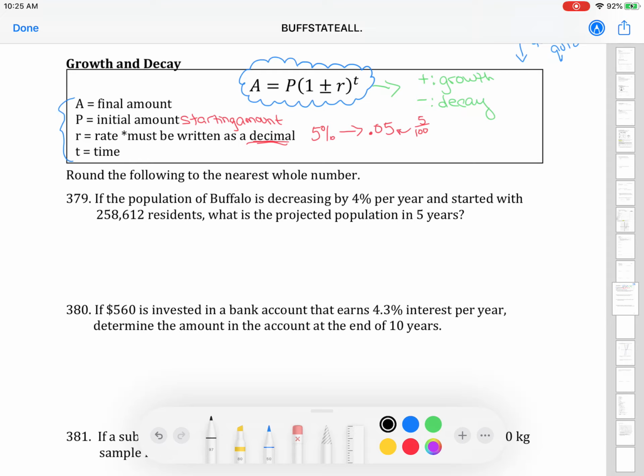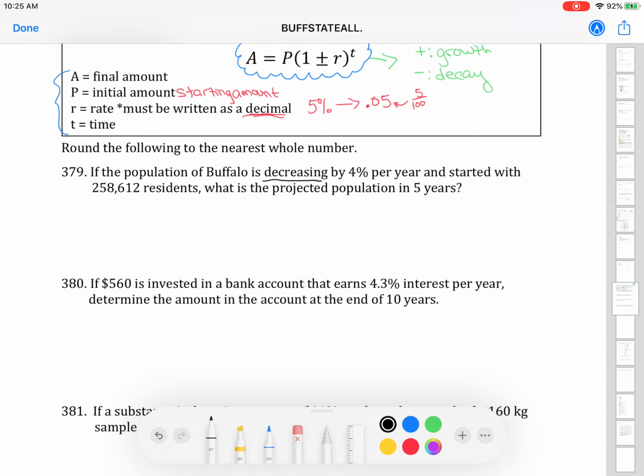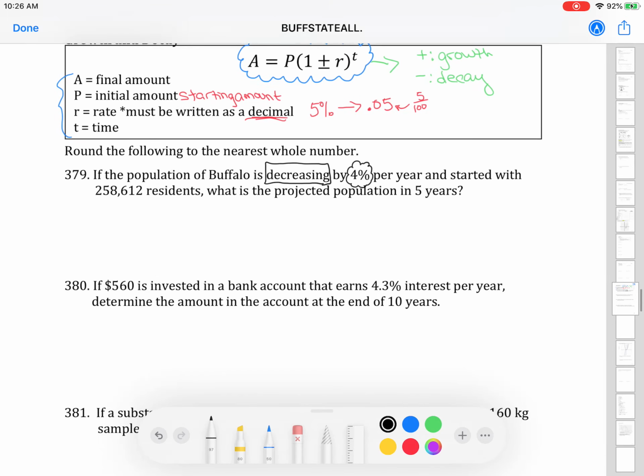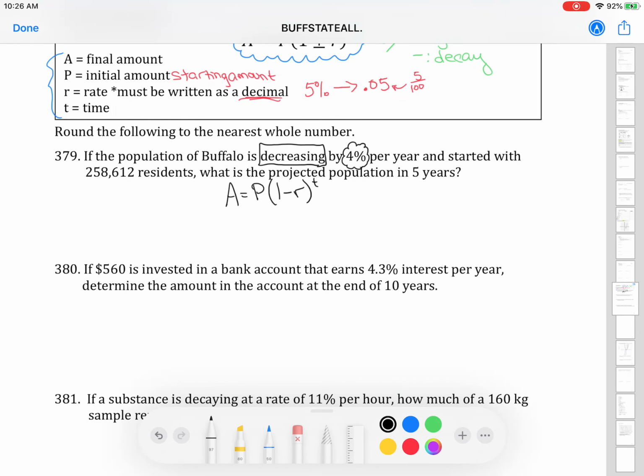That's practice makes perfect. Here we go. 379 says, if the population of buffalo is decreasing by 4% per year and started with 258,612 residents, what is the projected population in 5 years? So the fact that it's decreasing by a percentage is the hint that tells you you're going to use this formula. So the first thing I'm going to do is write the formula, and I'm going to write it using this clue. The population is decreasing, which means I'm going to use subtraction from my formula. So A equals P times 1 minus R raised to the T.